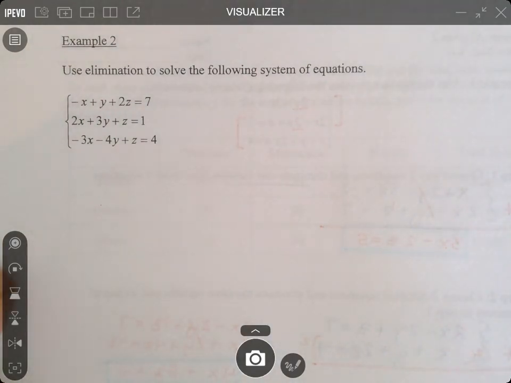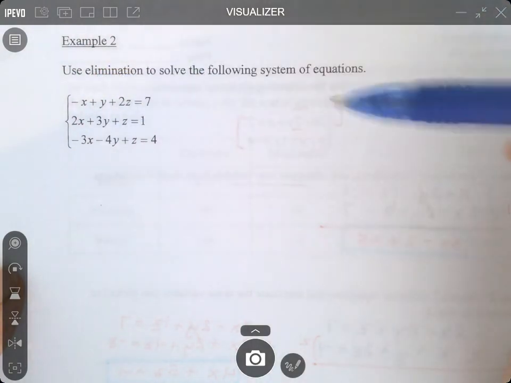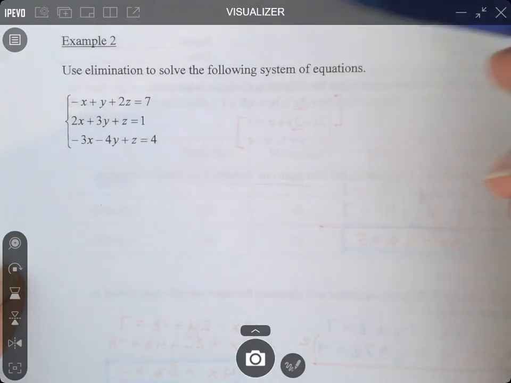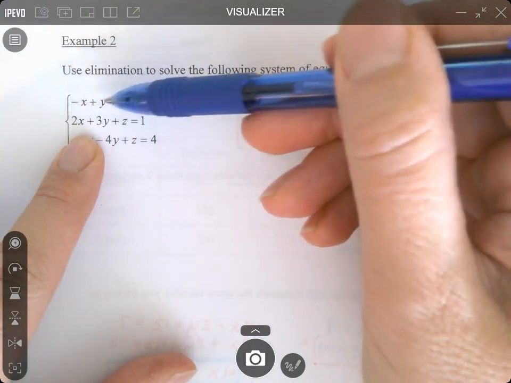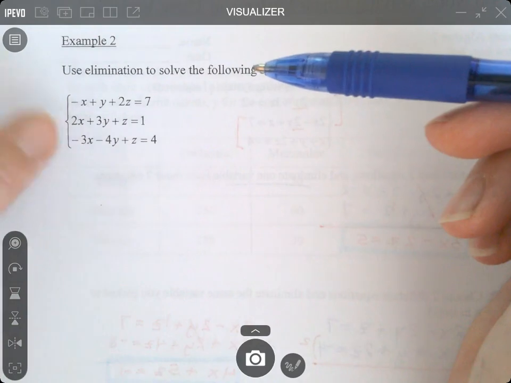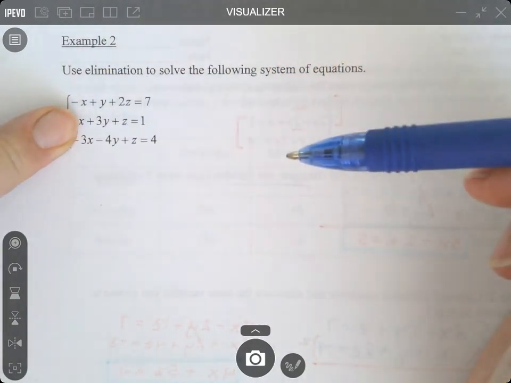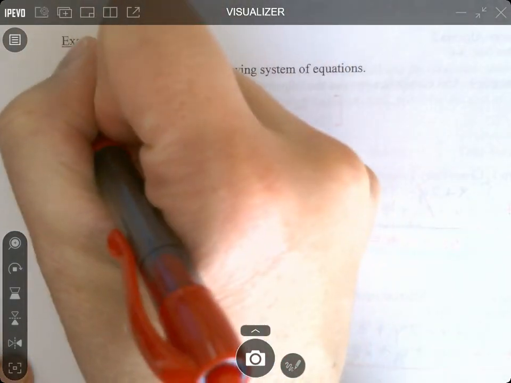So it's really your preference. Do we want to get rid of the x or the y to start with? I was thinking of getting rid of the x also, and here's why. I'm thinking if we pair these up, I can multiply this by 2, and the x cancels nicely. And then I'm going to pair up the first one and the last one, because I only have to change one thing. But you can do any combination you want.